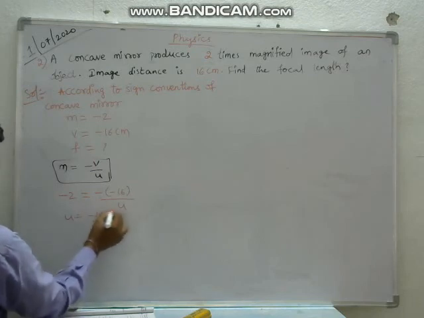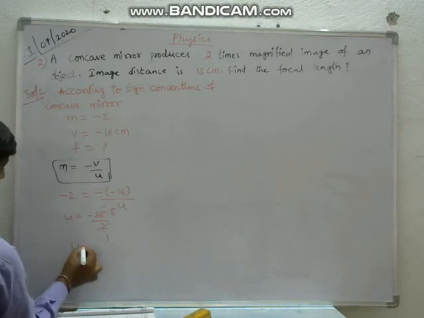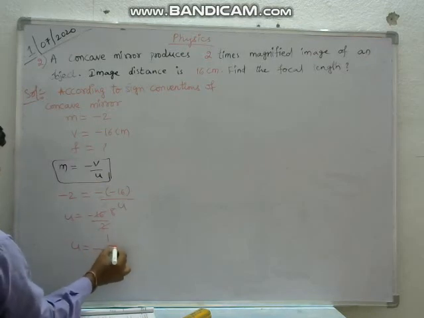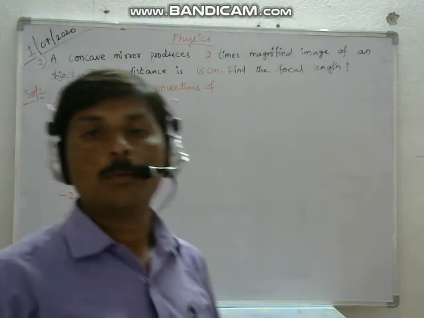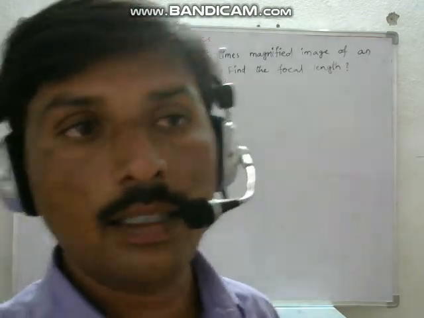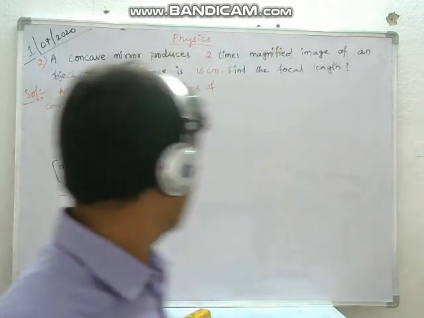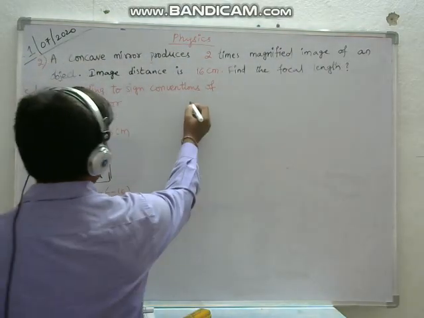2 ones are 2, 2 eights are 16. u is equal to minus 8 centimeter. Okay, we got the object distance as 8 centimeter and the image distance is 16 centimeter. So now we have to find the focal length.